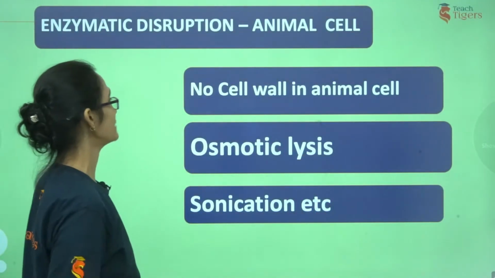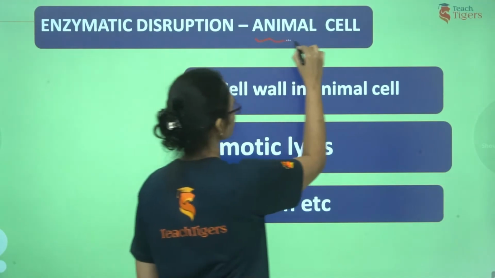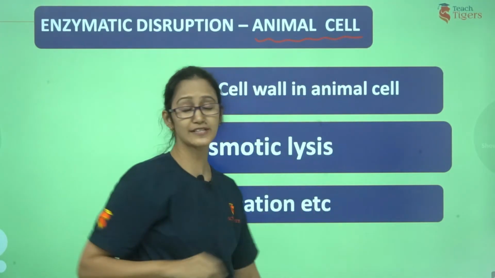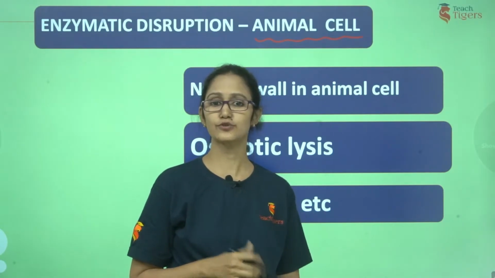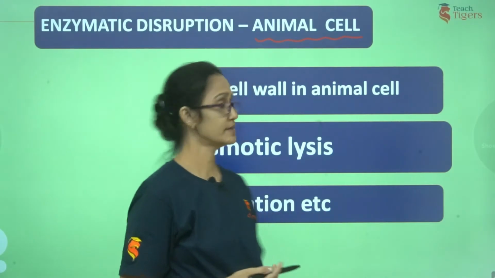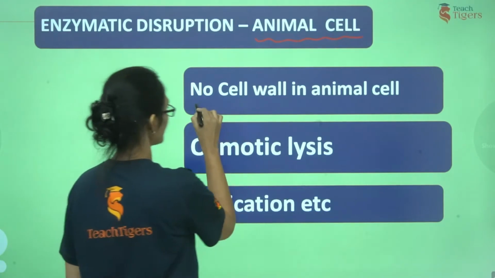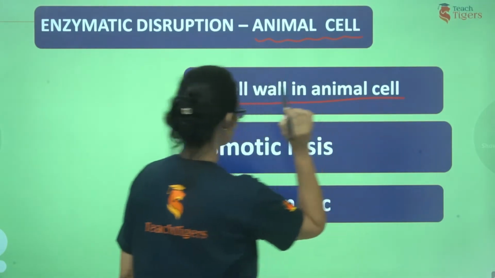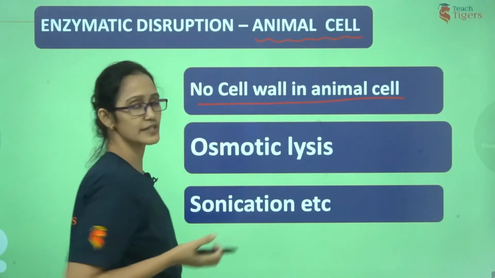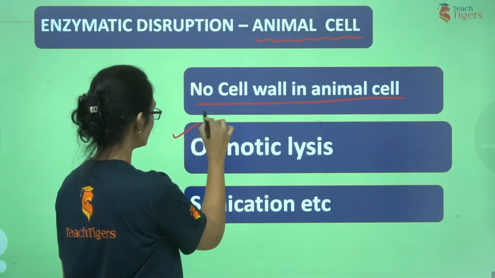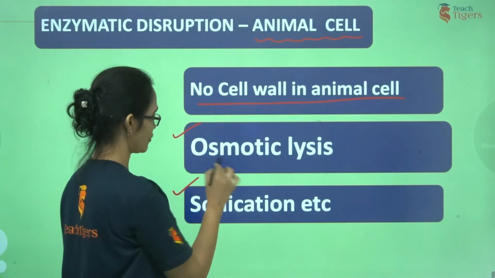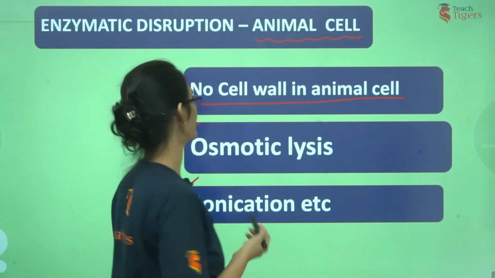Now coming to the animal cell, what kind of enzyme are we supposed to apply? What is the nature of the animal cell wall? The animal cell has no cell wall at all, right? So in this case, because the animal cell does not have any cell wall, we need not use any enzyme, but we can use mechanical methods or non-mechanical methods like osmotic lysis and sonication.